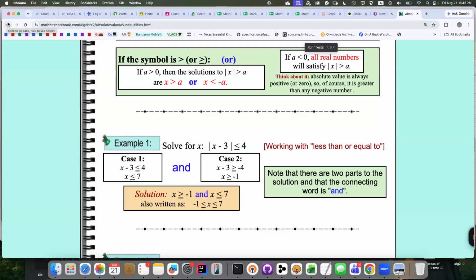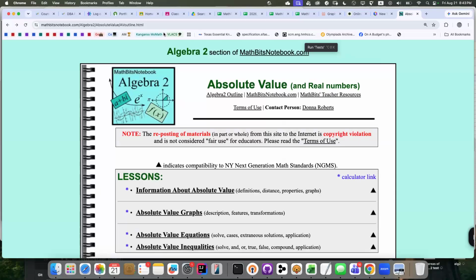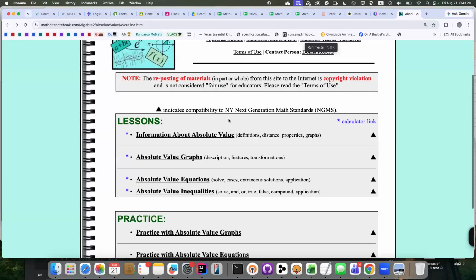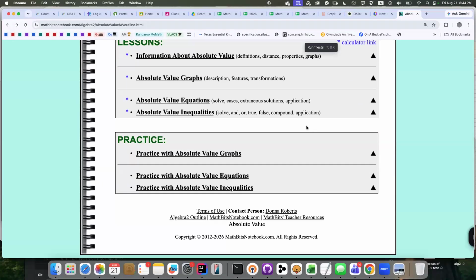One big disadvantage of this website is that it follows Common Core. Texas does not follow Common Core. This is compatible with NY next generation standards, and Texas doesn't follow next generation math standards. So that's a big disadvantage when it comes to your school based curriculum. This will not cover exactly what your school covers, but it will help on topics where you really don't understand anything, and you'll get the basics by going through this.